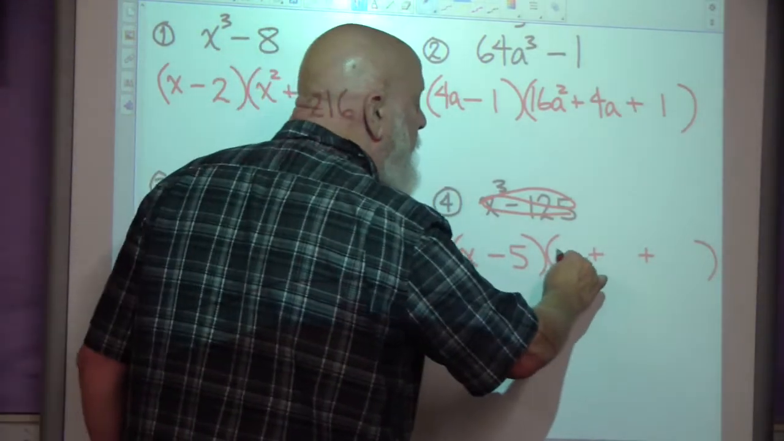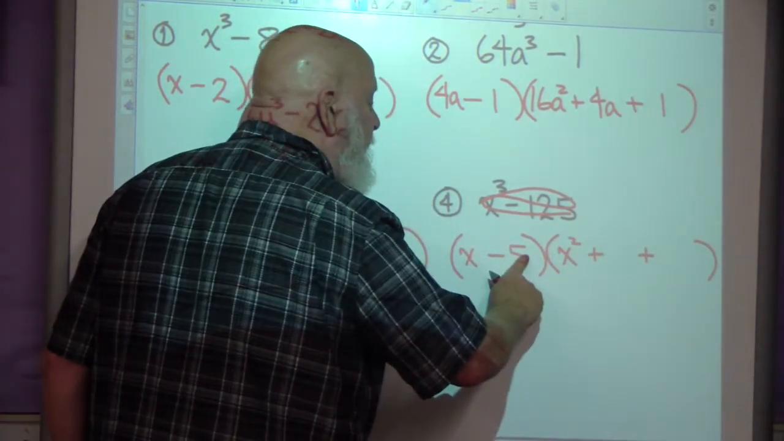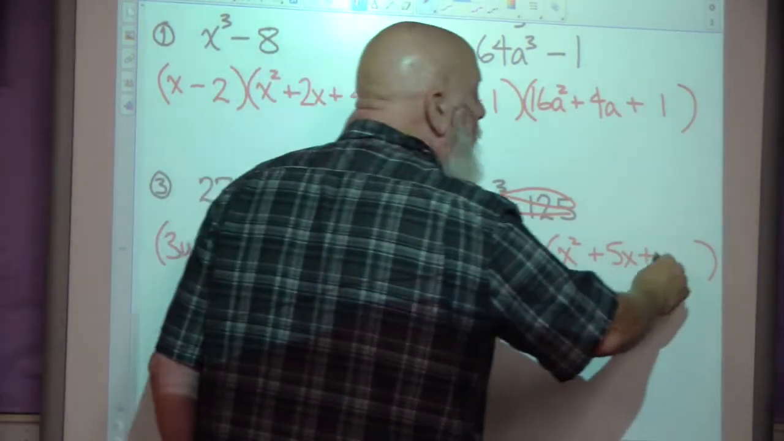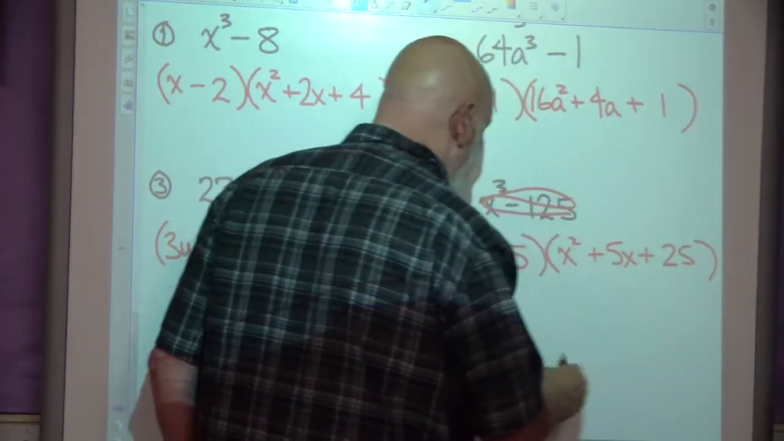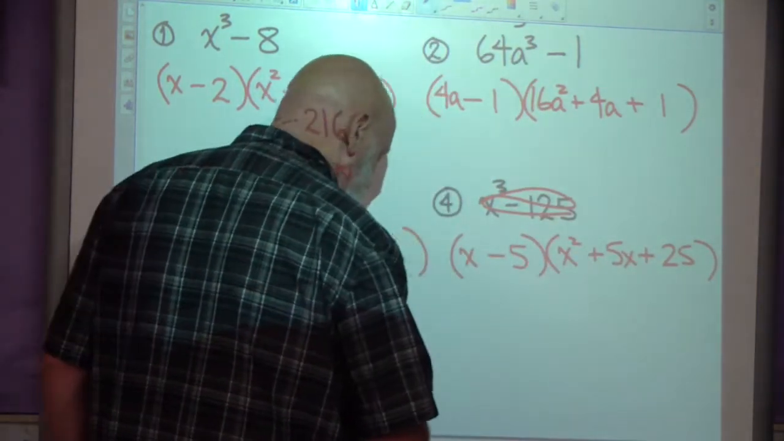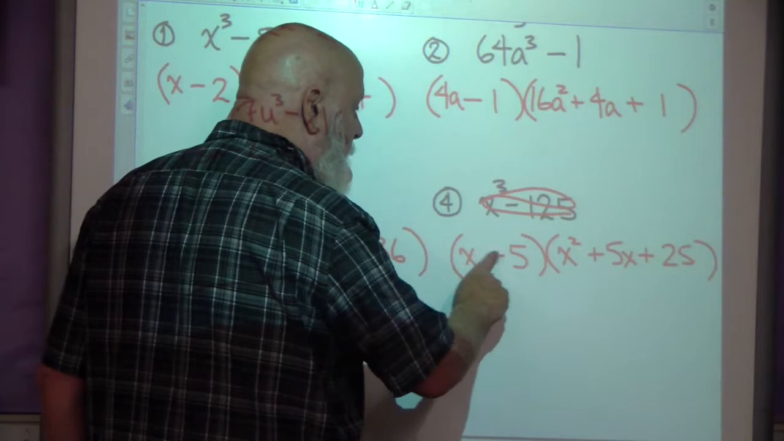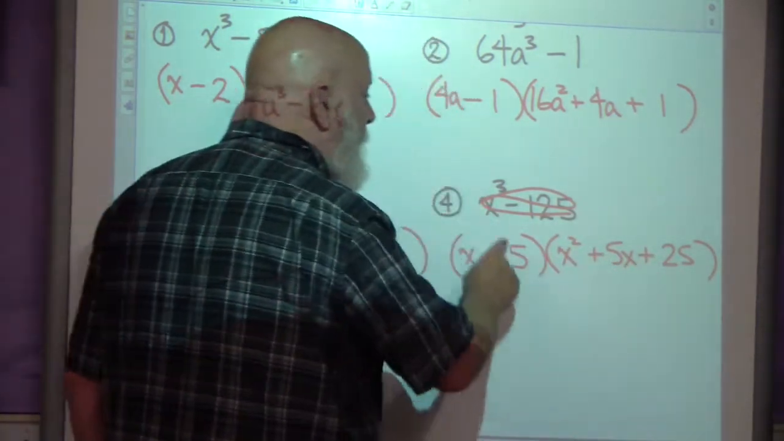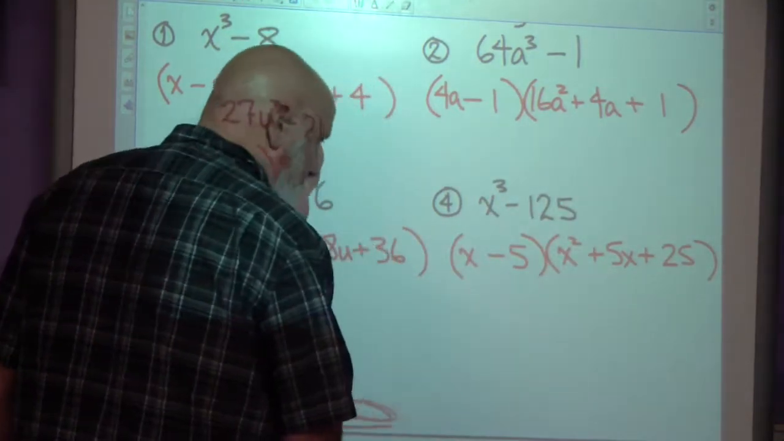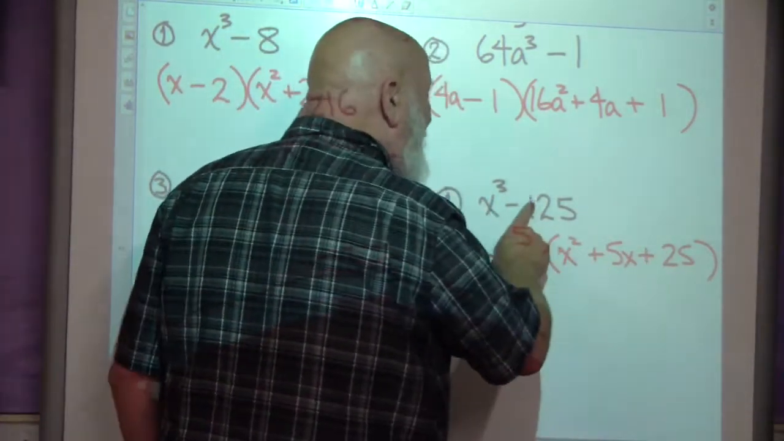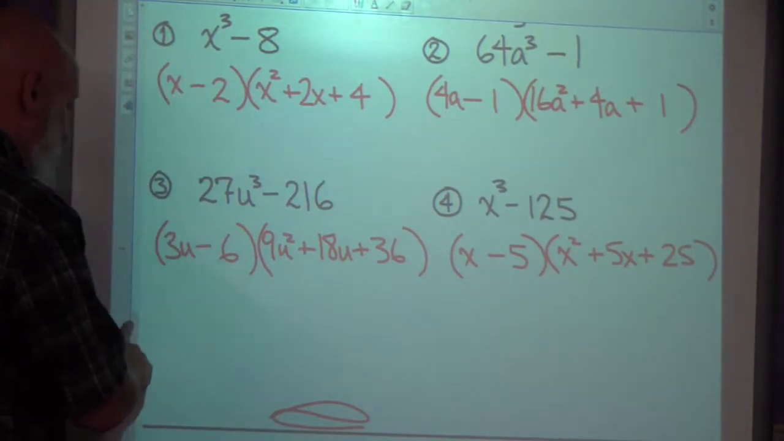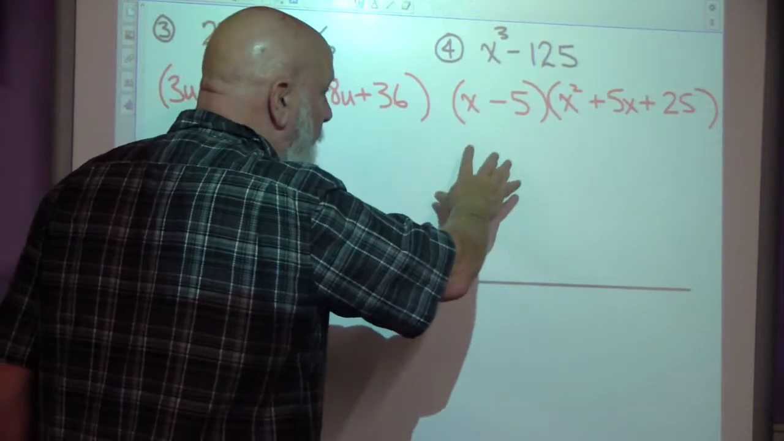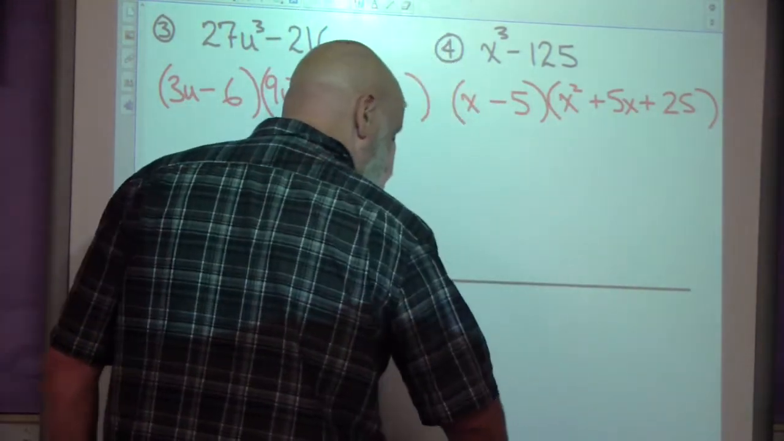x times x, x squared. x times 5, 5x. 5 times 5, 25. And again, we've already pre-placed our plus and minus signs, so we don't go, x times negative 5 is negative 5x. Don't do that. We pre-place the plus and minus signs in such a manner that if I multiply this times this, I'll get that. And that's what I'm going to demonstrate right now, just like I did with sum of cubes. I'll just use this one to demonstrate that this pattern actually works.